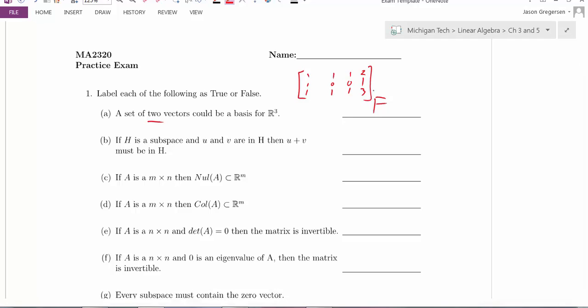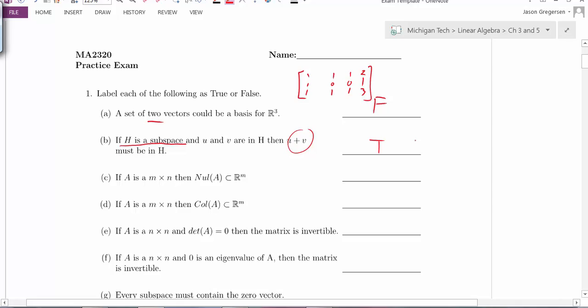All right, B says if H is a subspace and u and v are in H, then u plus v must also be in H. Really this is one of the definitions of our vector space, that it must be closed under vector addition. For H to be a subspace, it has to be a vector space in itself, and it must be closed under addition, which says that the sum of any two vectors in H must also be in H. So this is true by the definition.